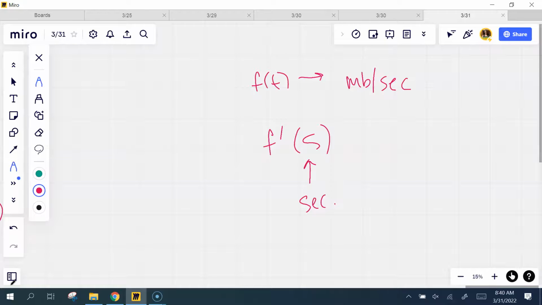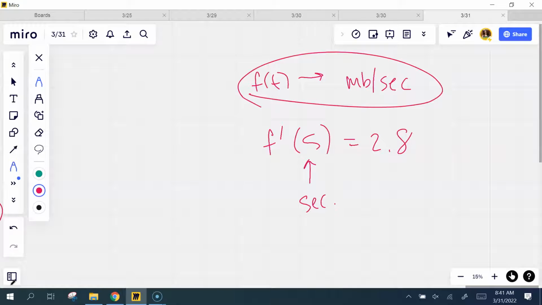All right, so f prime of 5 is 2.8. And so then I looked at A and B, and it says the rate at which the file is downloaded to the computer is 2.8, or the rate at which the file is downloaded is increasing at a rate of. Well, if this is already a rate, then this is going to give me the rate of a rate, correct?